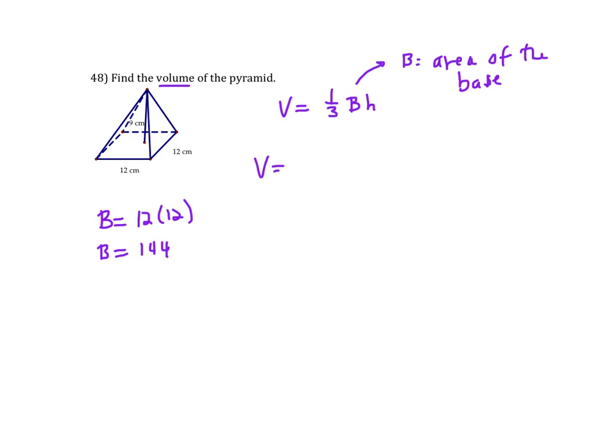So volume is equal to 1/3 times that 144 square centimeters times a height of 9. So you can just multiply all that out on your calculator. 144 times 9, and then divide it by 3. We get 432 cubic centimeters. Final answer.